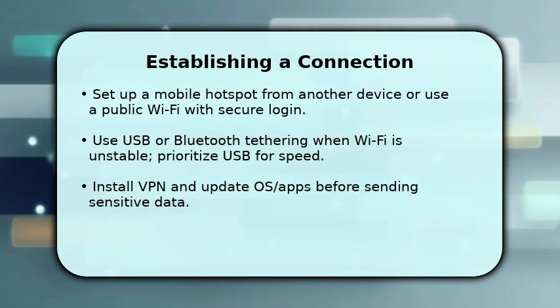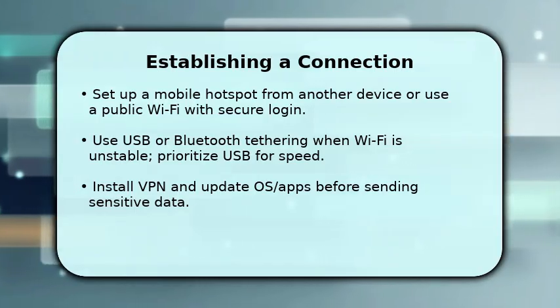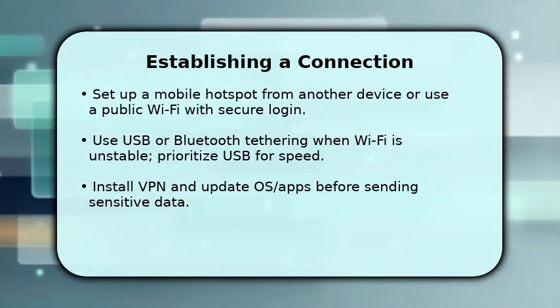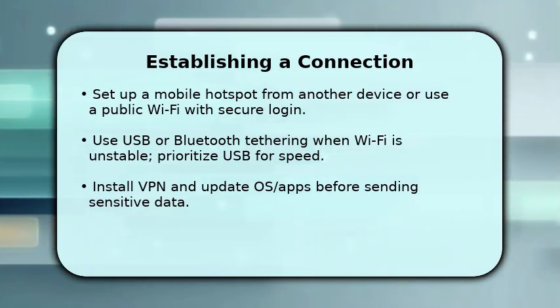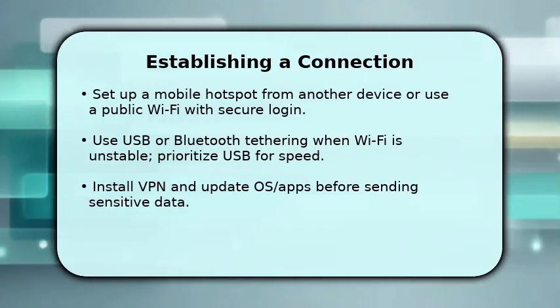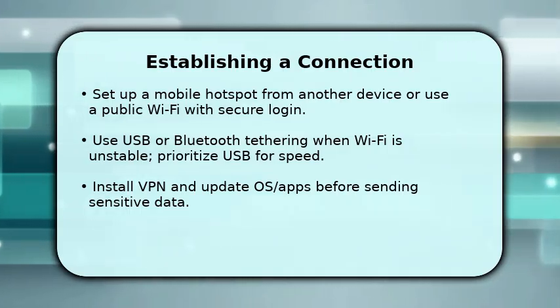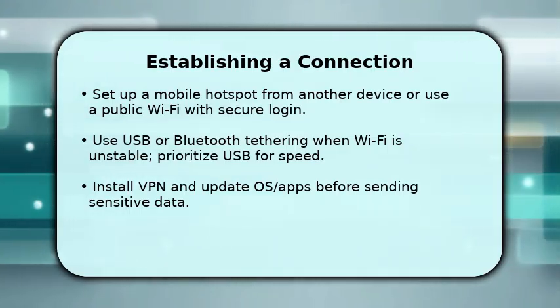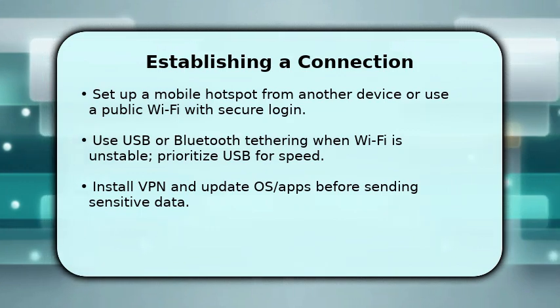Now you create the active connection. If using another phone, enable its hotspot and join it. If public Wi-Fi, choose the private network or captive portal and complete login. Once connected, test with a simple web page. If Wi-Fi is flaky, switch to USB tethering for faster, more reliable throughput, or pair via Bluetooth for low data. Also install and run a VPN so your traffic is encrypted. This protects you on open networks and ensures apps behave as if on a private link.